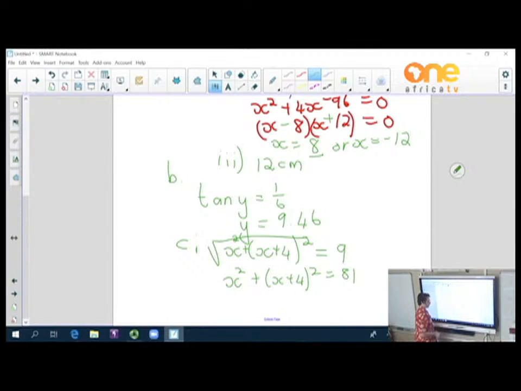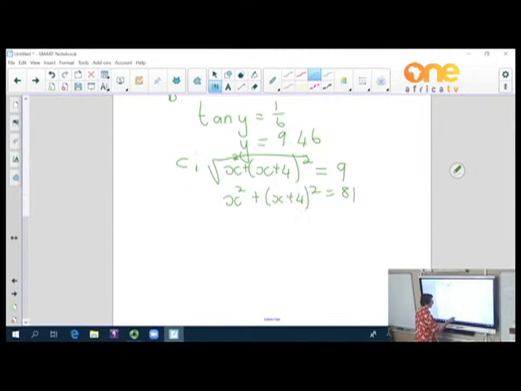To get rid of the square root on that side. Now I'm going to solve it here. Remember, this means x plus 4 times x plus 4. Don't leave that step out, then you're going to make mistakes. So it's x squared plus 8x plus 16, which is equal to 81.